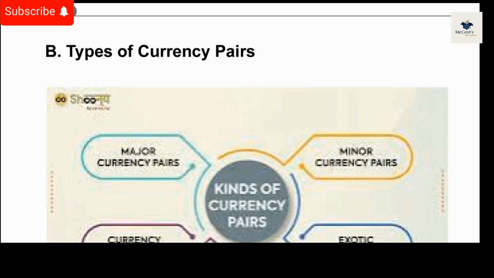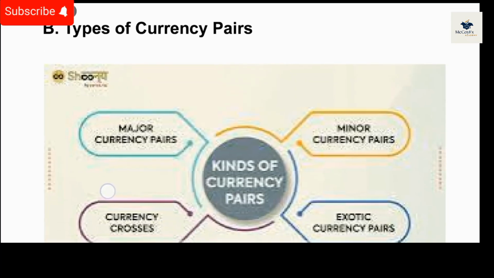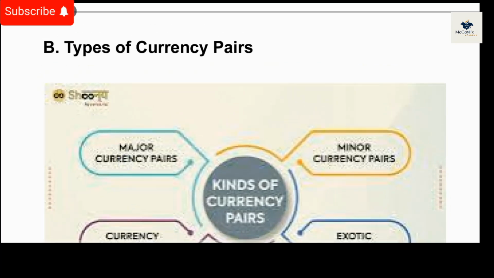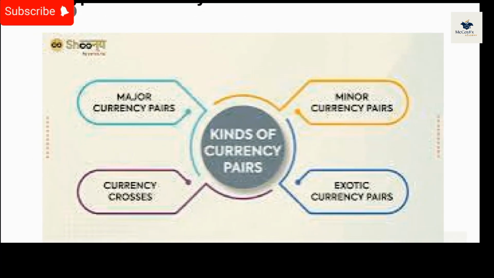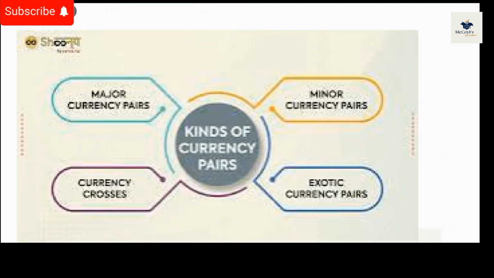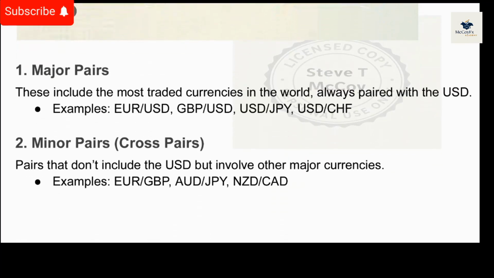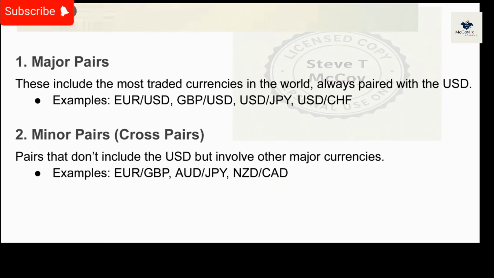Now let's talk about the B. B, types of currency pairs. As I indicated earlier, currency pairs are categorized into different types, and that is what we are going to talk about now. If you look at the diagram, you can see we have kinds of currency pairs. We have the major currency pairs, we have the minor currency pairs, we have the exotics, and we have crosses. So let's discuss all of them one by one.